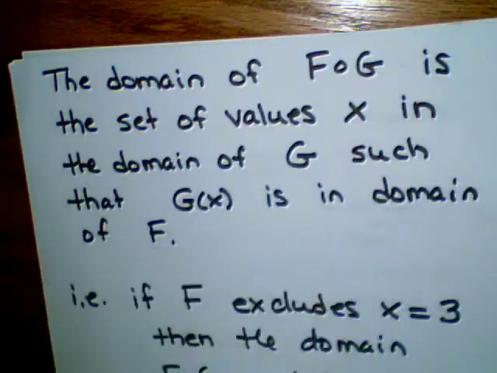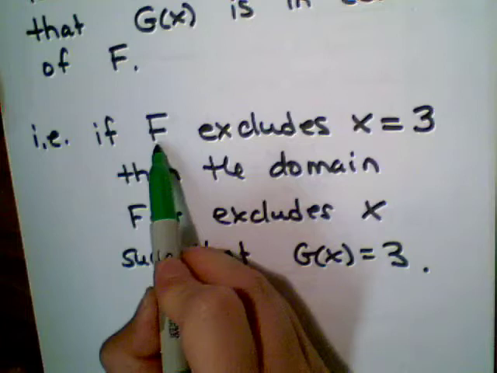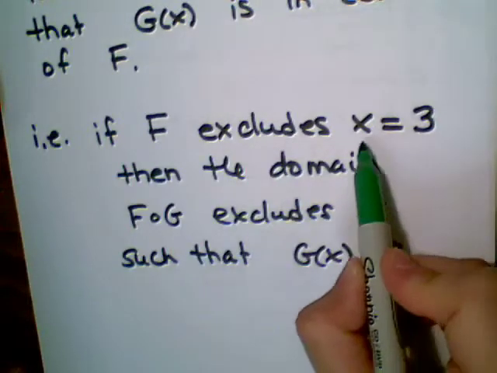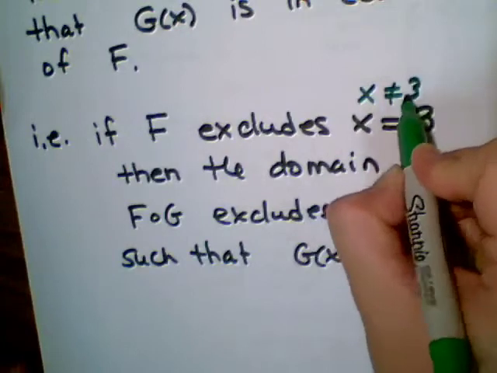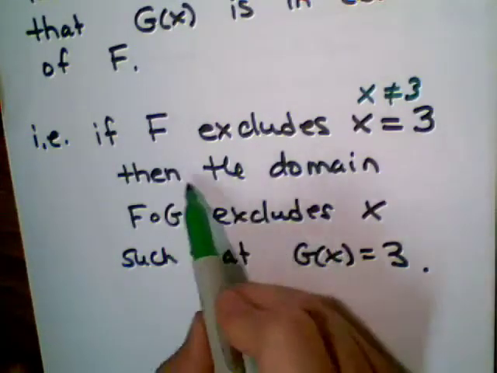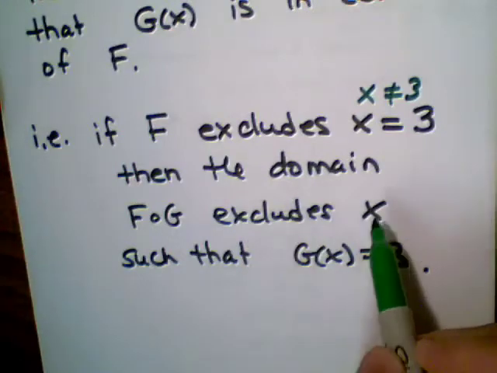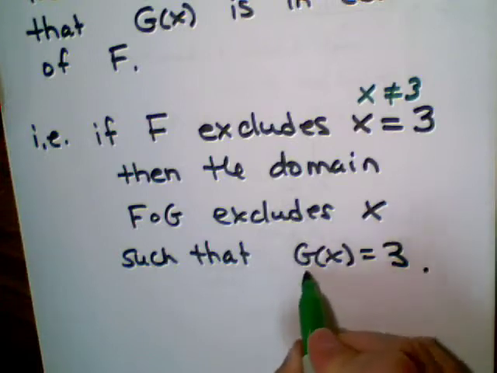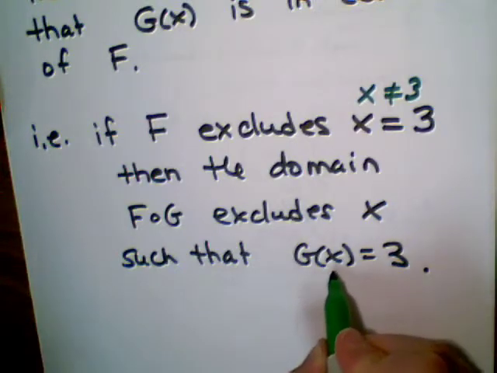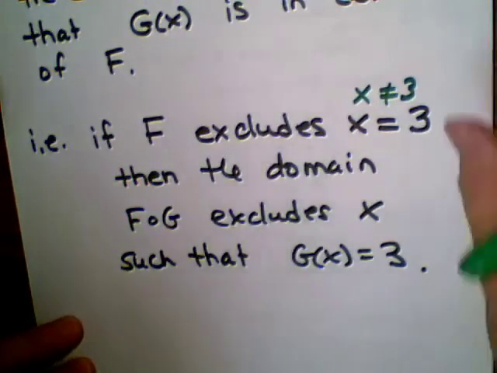Just more specifically, if we had some function that excluded the value x equals 3, and I'm saying x could not be 3, then the domain of f composed with g would exclude values of x that would make g of x equal 3. A person would need to set up this equation and go backwards and find that value of x. And we're going to do that in the next example, or in the first example.